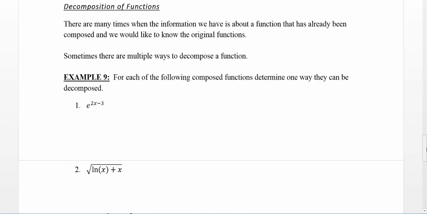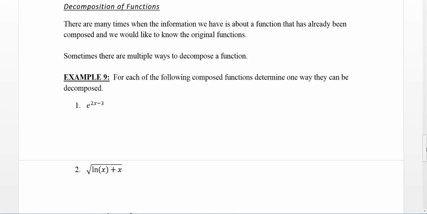Consider now decomposition of functions. We spent a lot of time talking about how we can take two functions and use them to compose a third function. Sometimes, however, we start with a composite function and we want to consider what the original functions could have been. Most times that we do this, there are many ways to decompose the function. However, we're looking for ones that feel obvious, and again, there's more than one right answer.